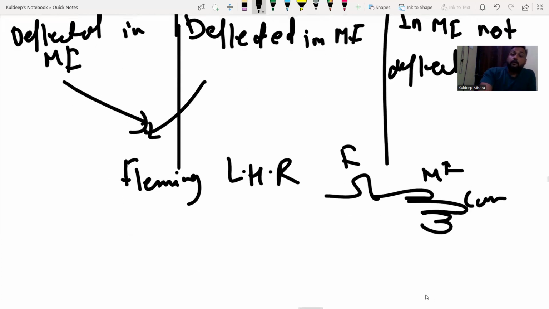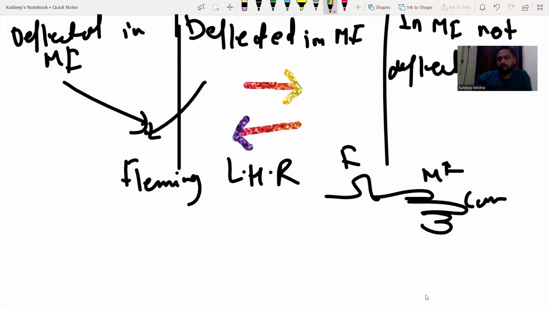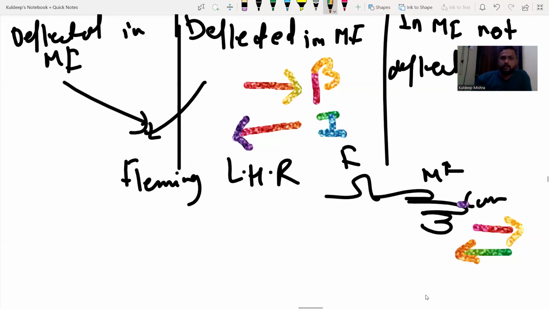And one more thing to remember, that conventional current, if your beta particle is going like this, conventional current goes like this. They are oppositely directed. Okay, remember this for Fleming's left hand rule. If beta particle is going this way, you take current in the opposite direction.